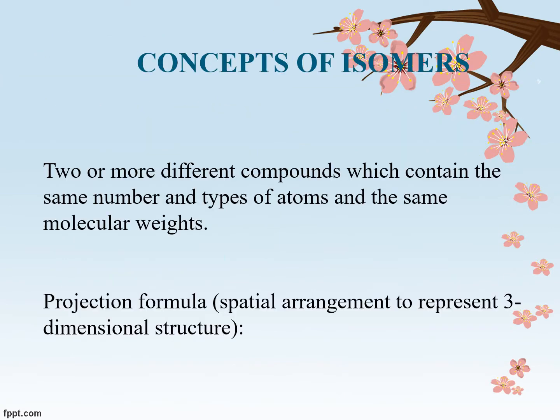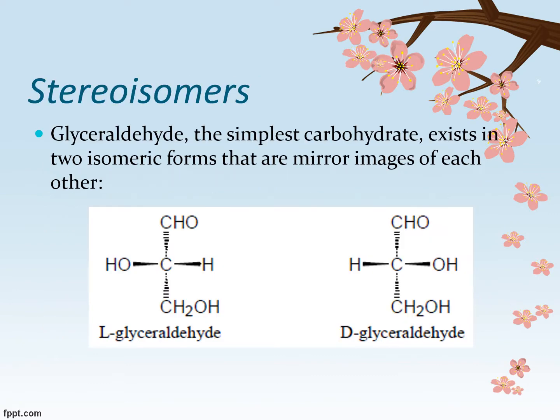Next, we move on to the concept of isomers. Now, I'm sure you have basic knowledge of isomers. Okay, so if you have two different compounds having the same number and even the type of atoms, and both have the same molecular weight, then they can exist as isomers. And this can be represented by using projection formula, so that we can see the three-dimensional structure of these isomers. So this is an example of isomers.